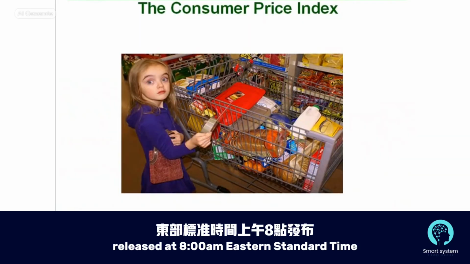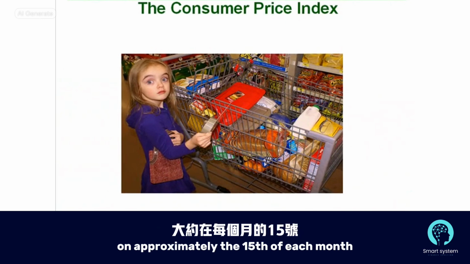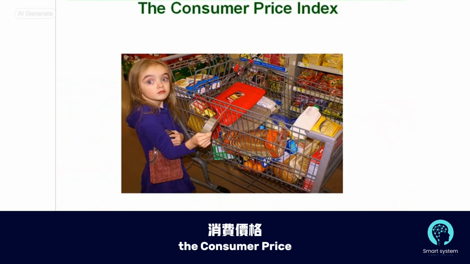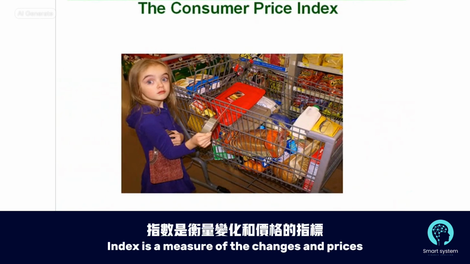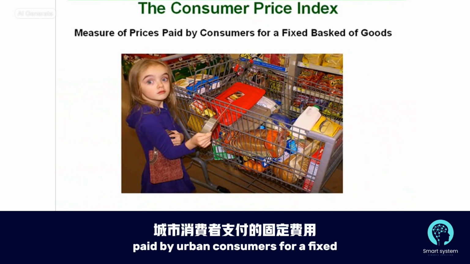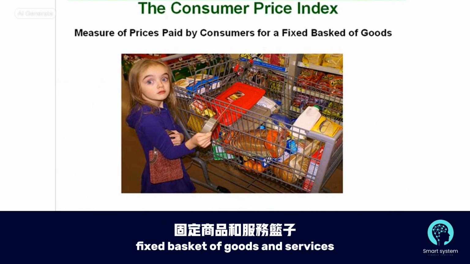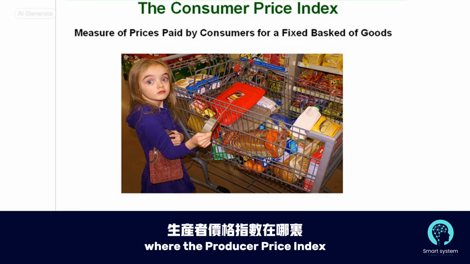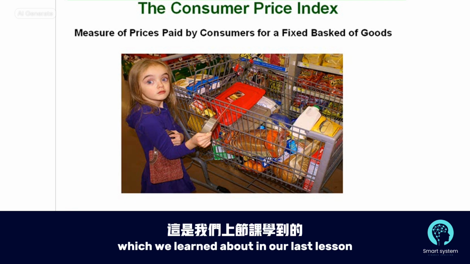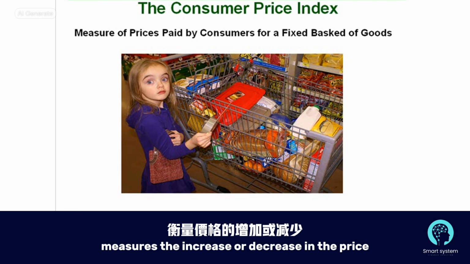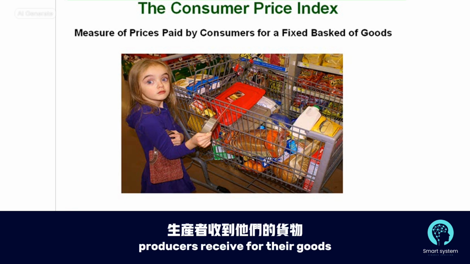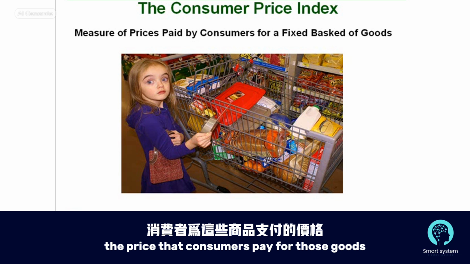Released at 8 o'clock a.m. Eastern Standard Time, on approximately the 15th of each month, the Consumer Price Index is a measure of the changes in prices paid by urban consumers for a fixed basket of goods and services, where the Producer Price Index, which we learned about in our last lesson, measures the increase or decrease in the price producers receive for their goods. The Consumer Price Index measures the price that consumers pay for those goods.